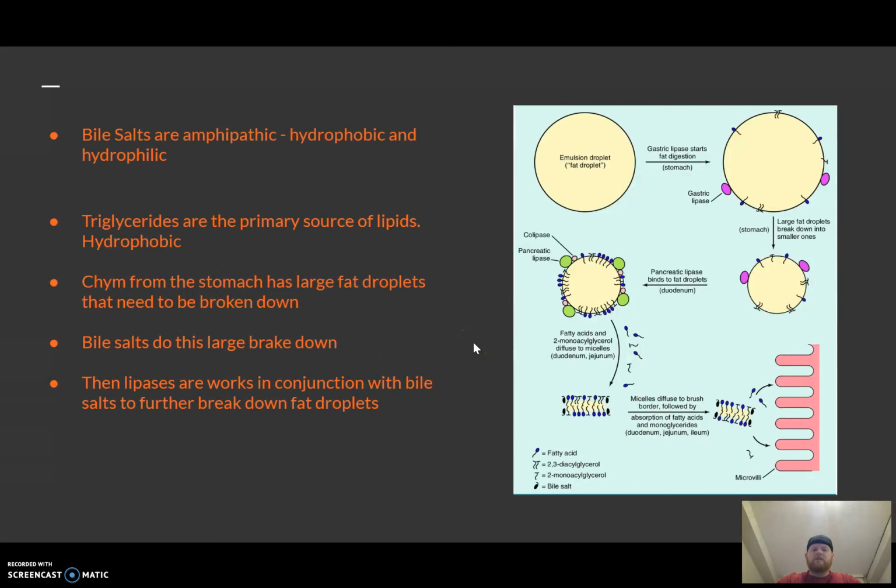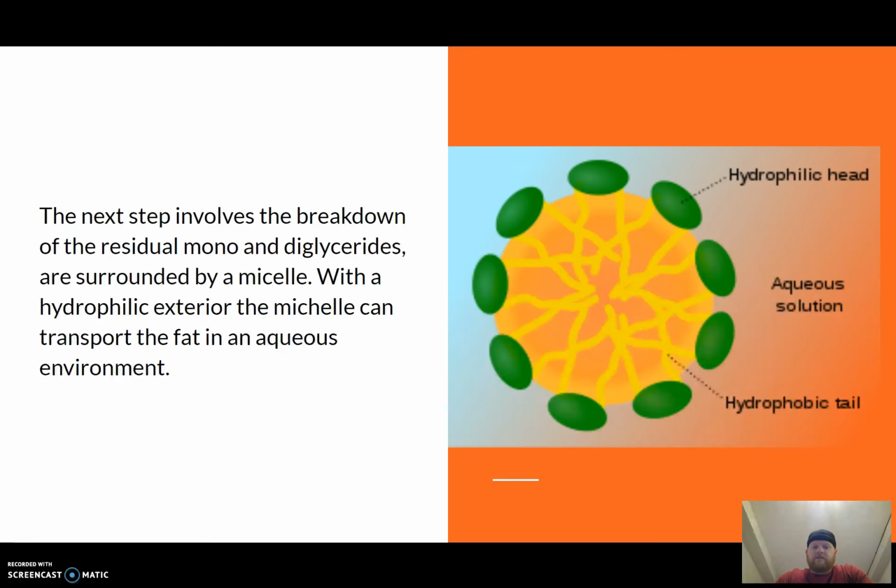The big thing with bile salts is that they are amphipathic, which means they're hydrophobic and hydrophilic. So they're able to move very versatilely in order to get to these fat droplets to help break them down. The primary source of our lipids is triglycerides, so usually they're hydrophobic. When the chyme comes from the stomach in these large fat droplets, they need to be broken down. So the bile salts are first there to break down the large droplets, and then the lipases go to work in conjunction with them in order to further break down the fat droplets.